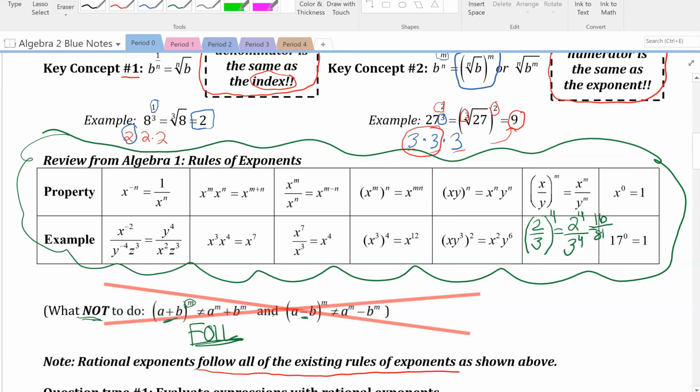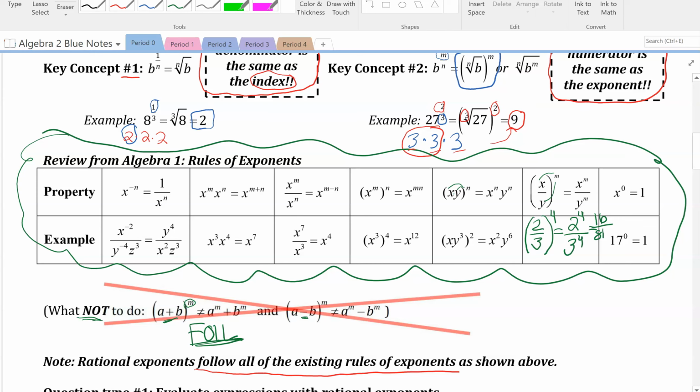But you can distribute an exponent over multiplication, right? Here in this property, you can distribute the power of n to both x and y, and you can distribute it over division, just not addition or subtraction. So those are the main things to remember.